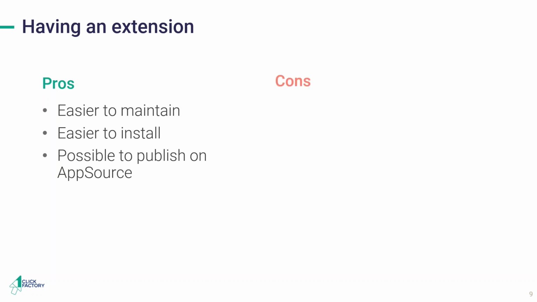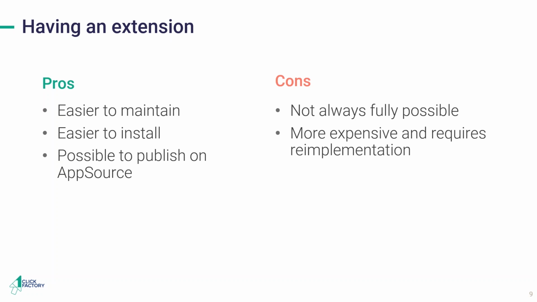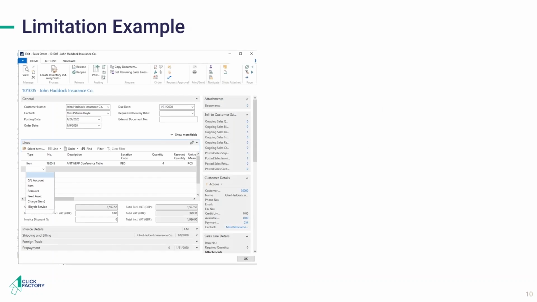Okay, so having an extension is quite nice, but there are some caveats when moving from C/AL to AL directly to a full based extension. It's not always fully possible to move to an extension, or if it's possible, it may take a lot more time, cost a lot more, and require a lot more implementation. For example, let's jump back to the RTC clients of Business Central or even NAV, and we have the sales order page opened.